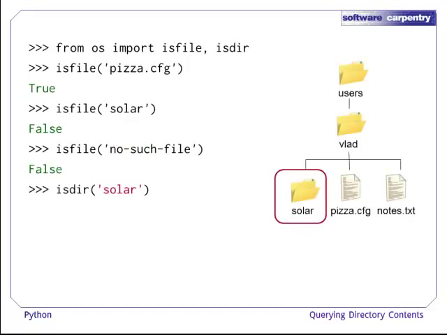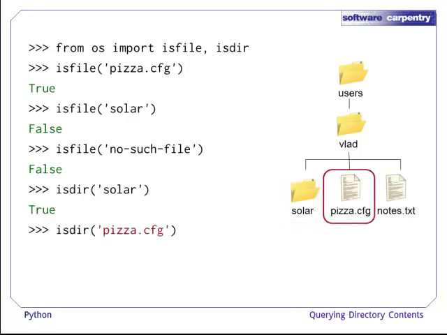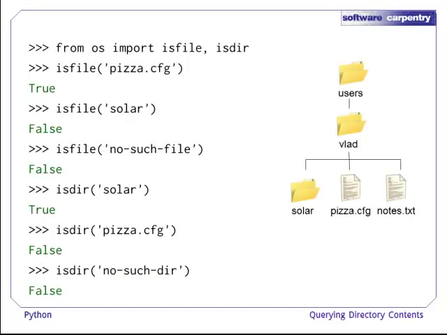Isdir is much the same. When given the path to a directory, it returns true. And for a file, it returns false. And when given a non-existent directory, again, it returns false.